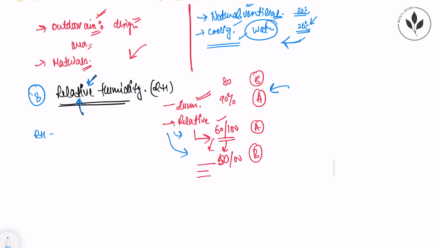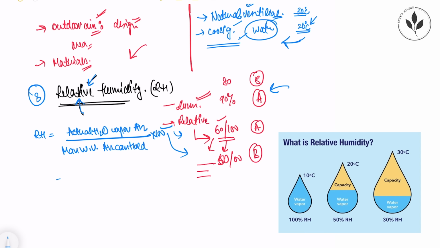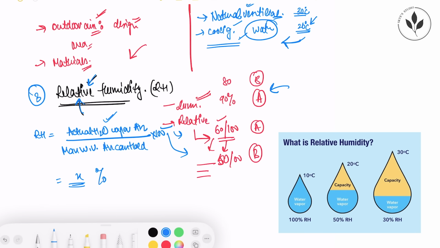So relative humidity becomes the actual water vapors in the air divided by the maximum water vapors air can hold, multiplied by 100. Once we multiply a value by 100, it becomes a percentage. So relative humidity is the ratio of the current amount of water vapors present in the air to the maximum amount that it can hold. So this will give you the actual percentage of humidity inside that air.